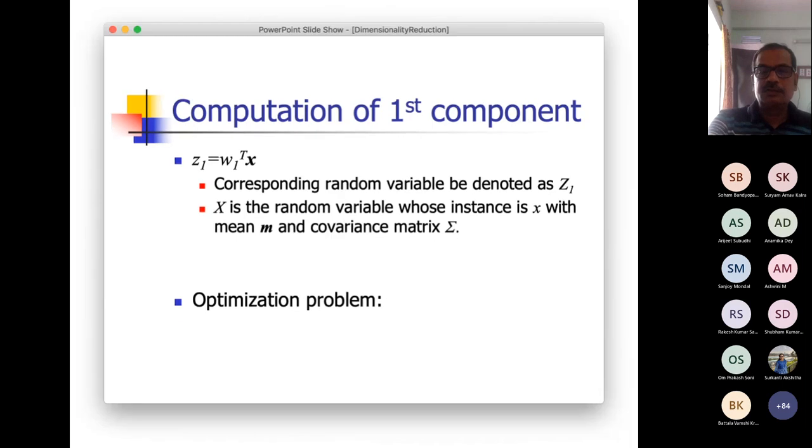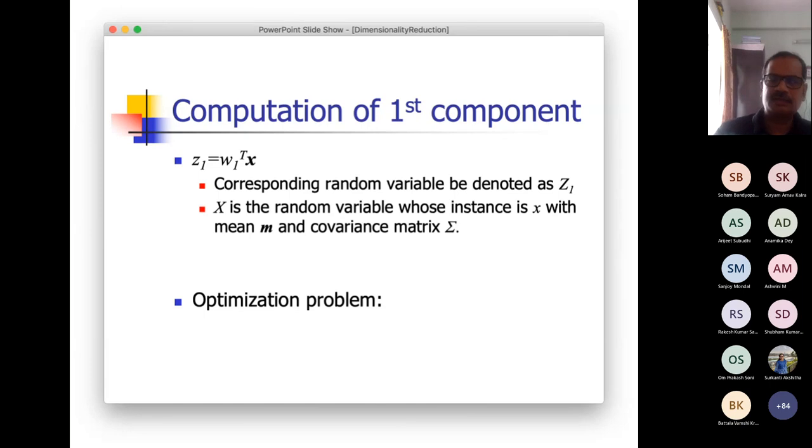Okay, so we are discussing how to compute the first component, which means the direction where the projected values will have the maximum variance. So let us consider, as I mentioned, X is a random variable. The data points are the observations of a random variable of a multidimensional feature vector, called a multidimensional random variable, and it has its mean and its covariance matrix, which can be estimated from the data points themselves.